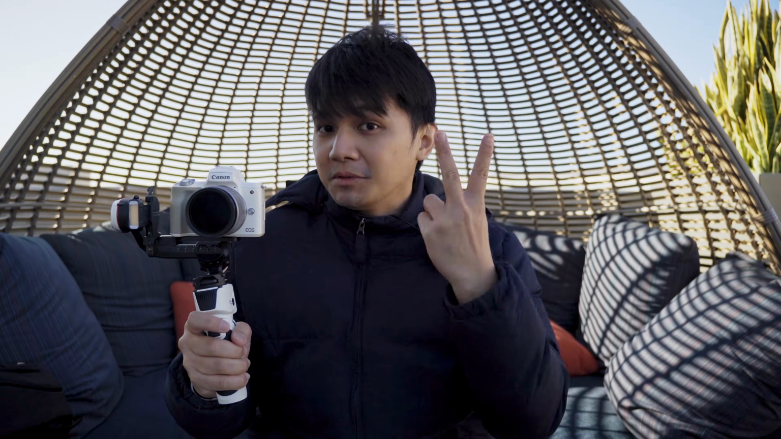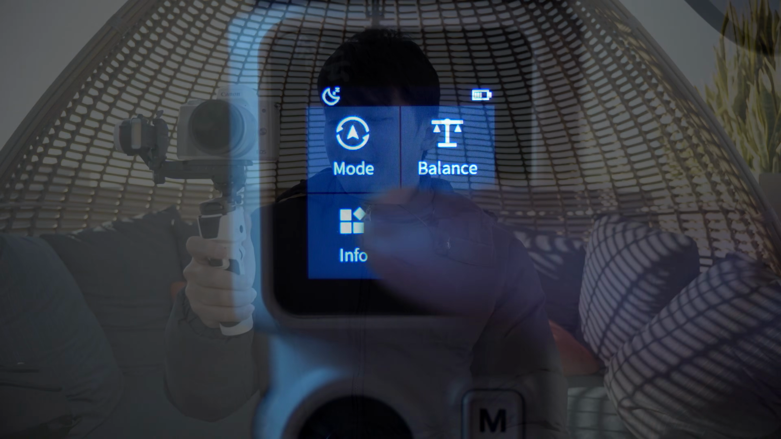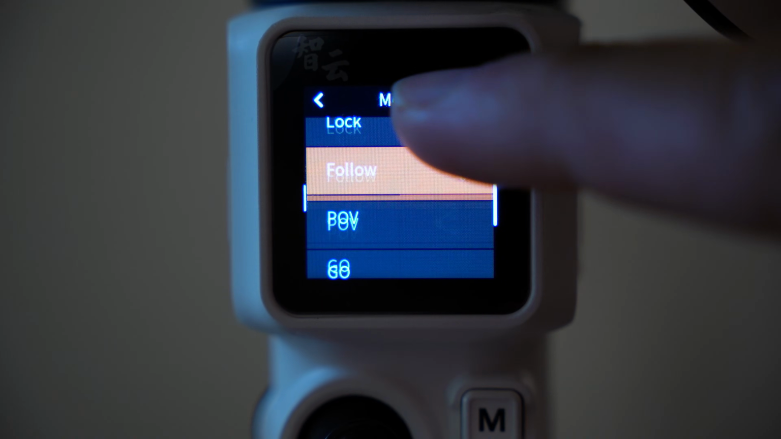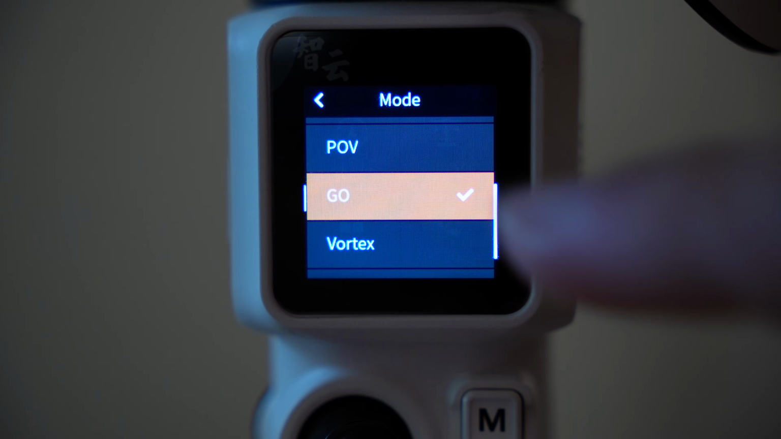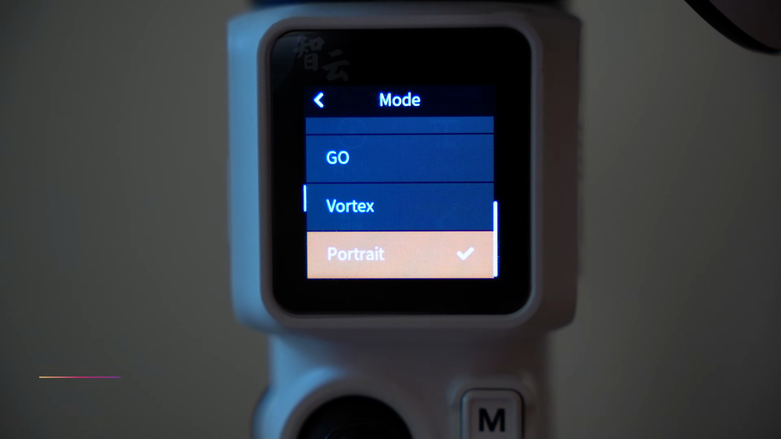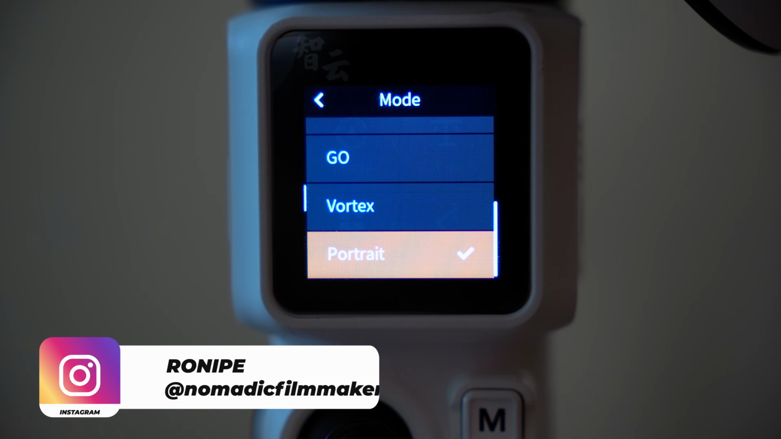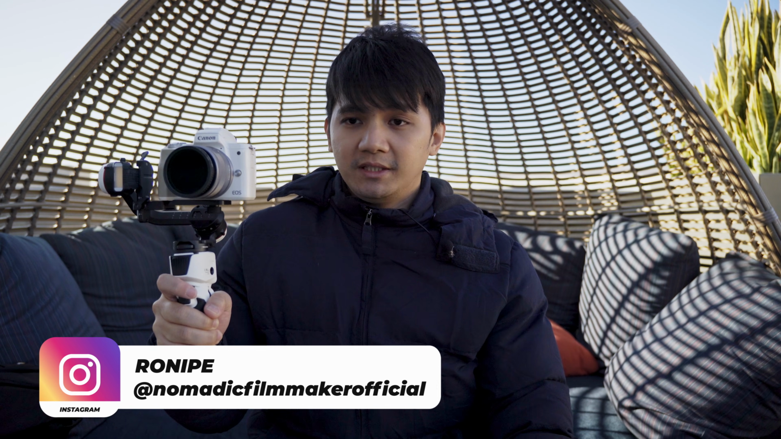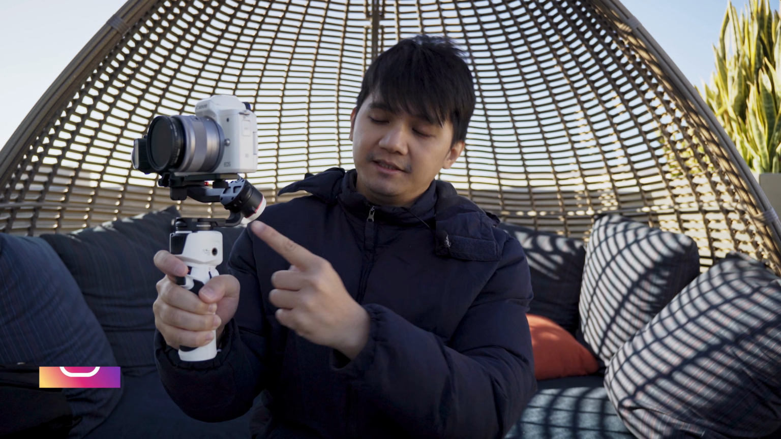So there are 7 gimbal modes in the Zhiyun Crane M3. They are pan follow, lock, follow, POV, go, vortex, and portrait. Before we talk about the 7 gimbal modes, it's important for us to understand what each of the 3 axes of this gimbal does.